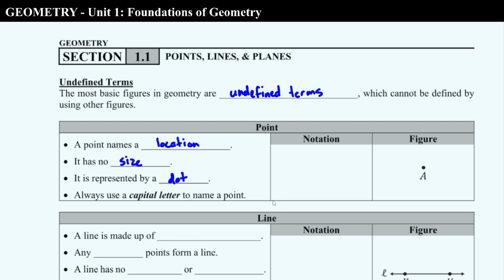So ways you can name a point in notation. So here's a figure. This is our point. It's labeled A. So we can call this point A, like so. Or we can write the word point and say point A. Or, and this is probably the way you're most likely going to do it, you can just refer to it as its letter name. And remember, you must use a capital letter when doing this.